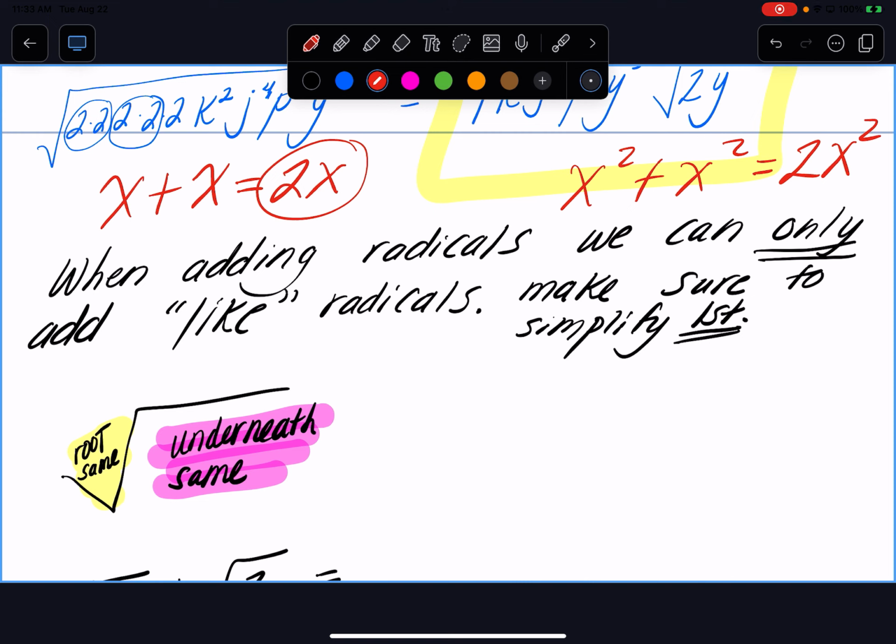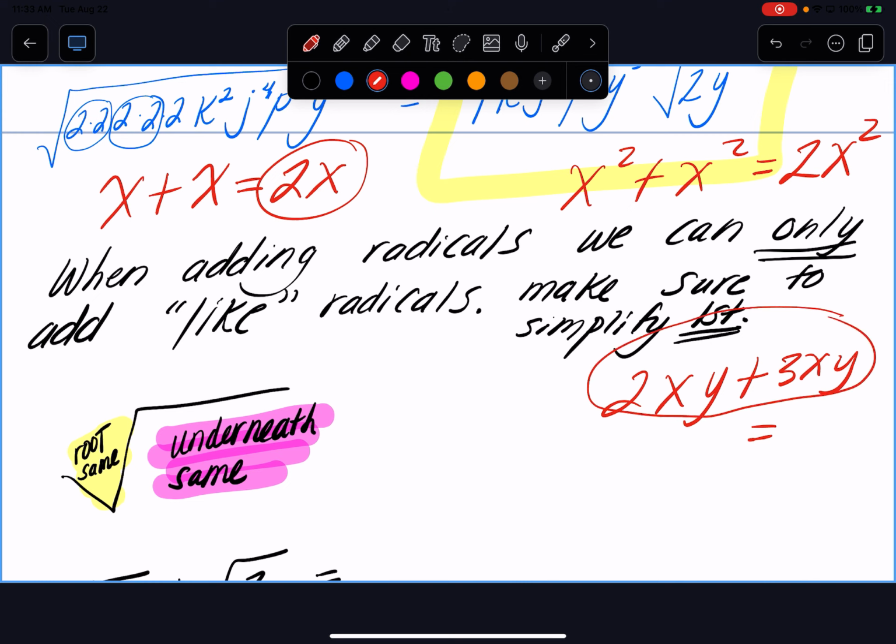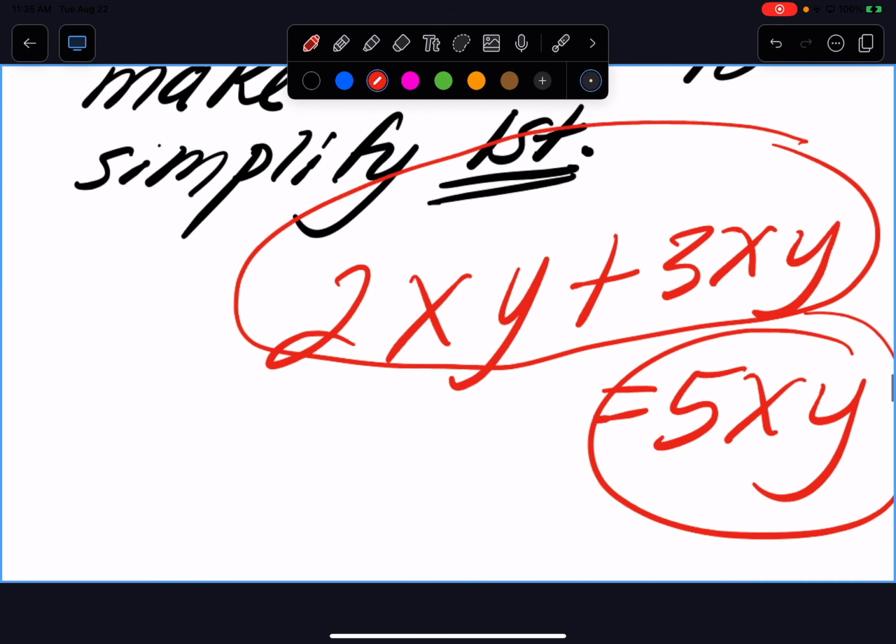All right, what's 2xy plus 3xy? You guys, this isn't a trick question. 2 apples plus 3 apples is how many apples? 5 apples. You don't change the apple. You guys know that x squared plus x squared is just 2x squared, so you're just adding the numbers. This is just like terms.